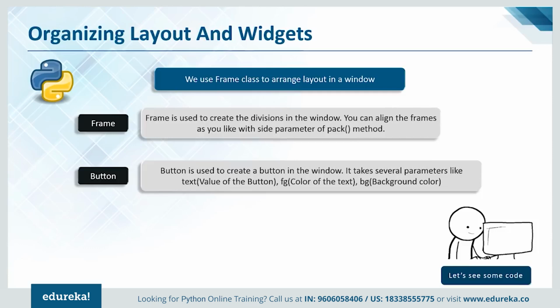You can align the frames as you like with the side parameter of the pack method, guys. And button? Well, button is used to create a button in the window. We've already checked this out. It takes in several parameters like the text, FG, BG and all of that, and we already know this, right? Guys, I want you to note that the parameter of any widget method must be where to place the widget, right? So in the code that I'm going to show, we'll be using it in the place of window, top frame and bottom frame, guys.